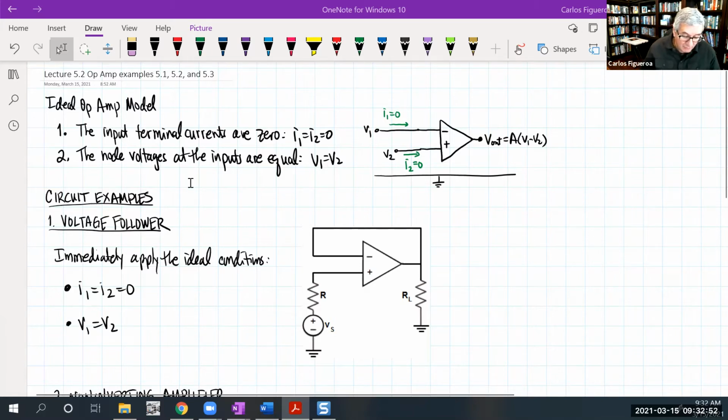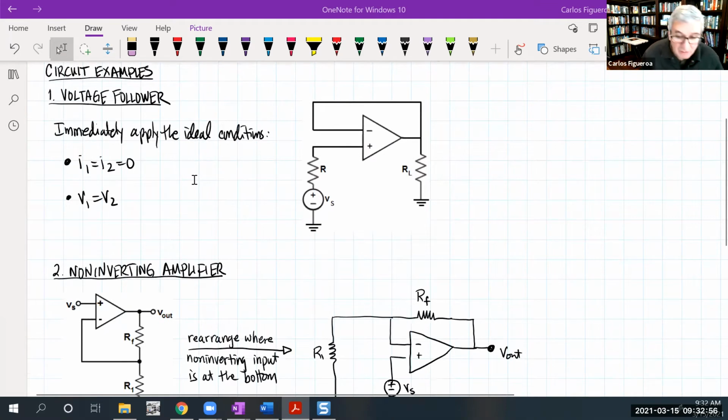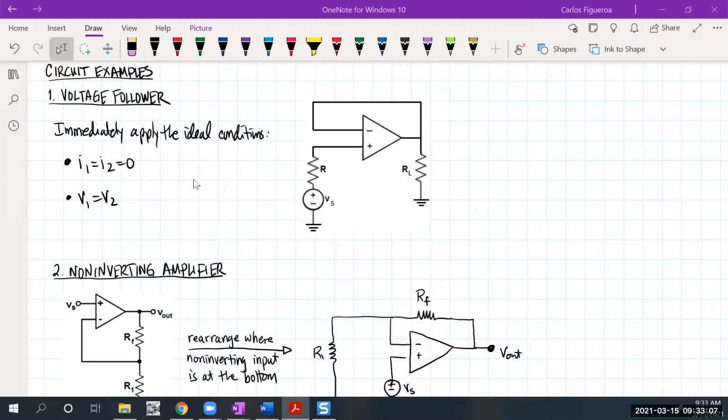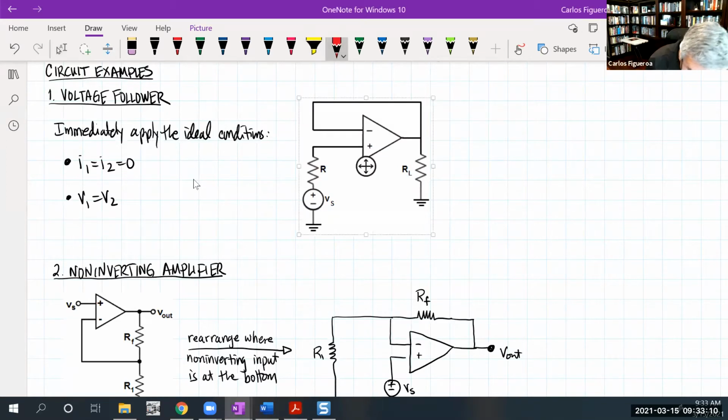Okay, so we're going to look at some circuit examples here. We start off with the voltage follower. And what I'm going to do is give you an idea of what these ideal conditions are. I'm going to apply them to the voltage follower. So for starters, I'm going to look at this node right here. That node is V2. And then when you look at this other node, you could see that there's a wire connecting that node to this node. And so this node right here is defined as V1.